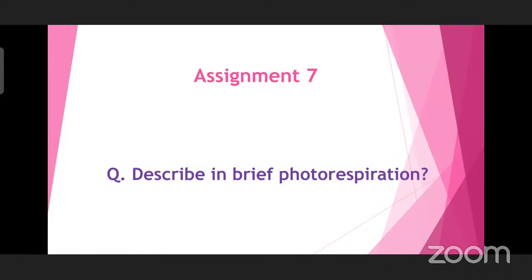Now assignment 7: describe in brief photorespiration. If you understand this topic very well, the next chapter will also be easier for you to understand.